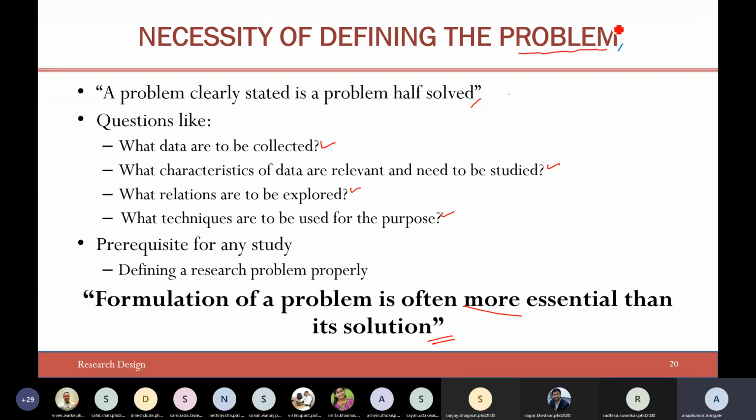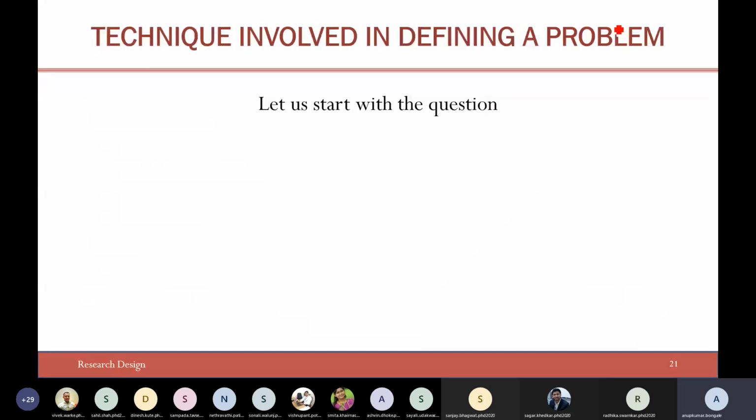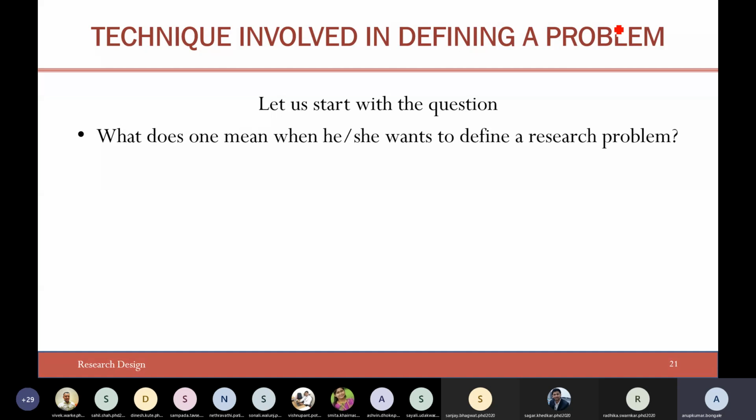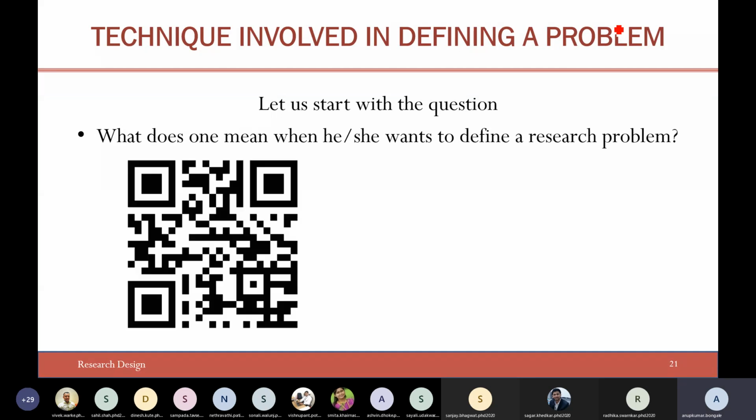Now, so far we have discussed extensively the research problem itself. Now the question comes, after asking all these questions, is there any specific methodology for finding a research problem? Yes, of course, there is. Of course, it's a time-consuming one, but you have to do it. Everyone has to do it. Let us start with the question: what does one mean when he or she wants to define a research problem?